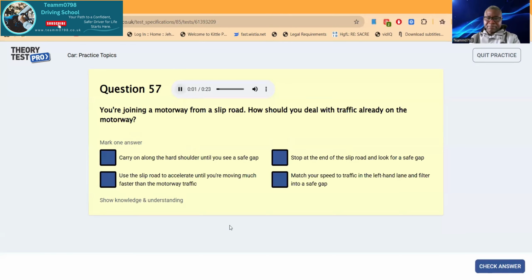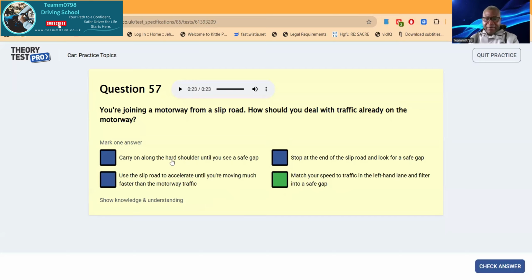You're joining a motorway from a slip road. How should you deal with traffic already on the motorway? Carry on along the hard shoulder until you see a safe gap. Stop at the end of the slip road and look for a safe gap. Use the slip road to accelerate until you're moving much faster than the motorway traffic. Match your speed to traffic in the left-hand lane and filter into a safe gap. This is the correct answer. Okay, match your speed to traffic in the left-hand lane and filter into a safe gap. That is how to join dual carriageways and motorways.